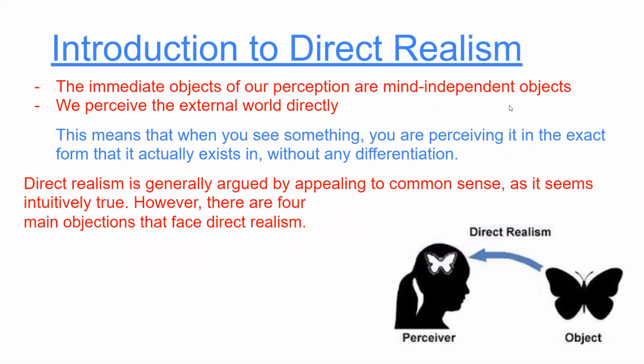So, an introduction to direct realism. It is a theory of perception that states that the immediate objects of our perception are mind-independent objects. So, we perceive the external world directly. This means that when you see something, you are perceiving it in the exact form that it actually exists in, without any differentiation. Direct realism is generally argued by appealing to common sense, as it seems intuitively true. However, there are four main objections that face direct realism, and we will be going through them now.